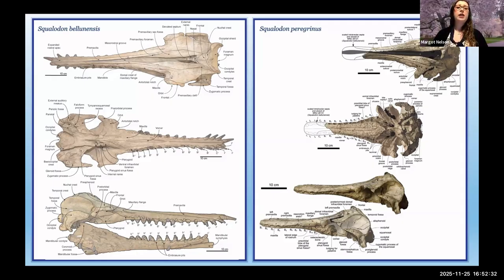But temporally, the European ones are not super well constrained, and a lot of these specimens were found in quarries that are now closed, so it's not easy to go back and do more work. The quarry that Squalodon bellunensis is from is completely infilled now, so you can't go back there. That's unfortunate, but you just have to deal with the data that you have.